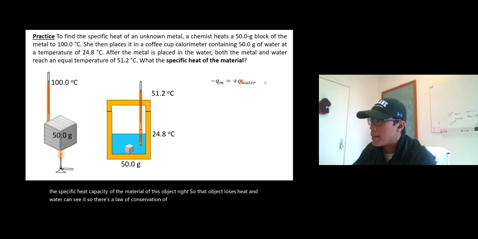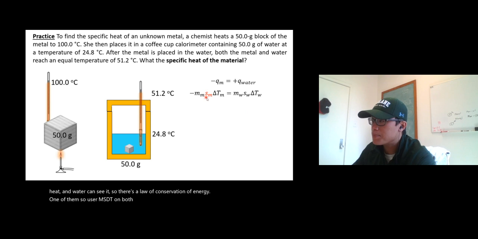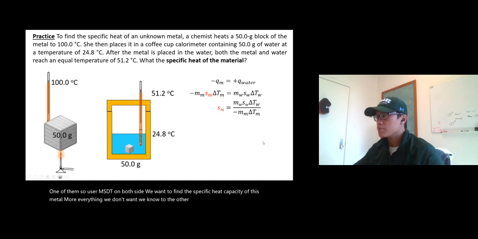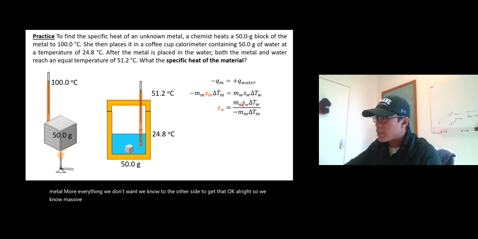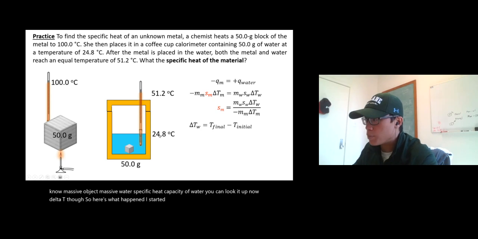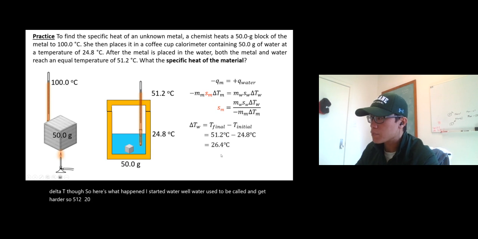So both of them, use m s delta T on both sides. We want to find the specific heat capacity of this metal, so move everything we don't want, we know, to the other side. We know the mass of the object, mass of water, specific heat capacity of water, you can look it up. Now, delta T. Start with water. Water used to be cold and gets hotter. So 51.2 minus 24.8. Get that number.